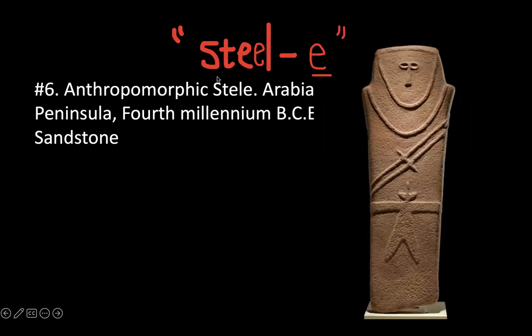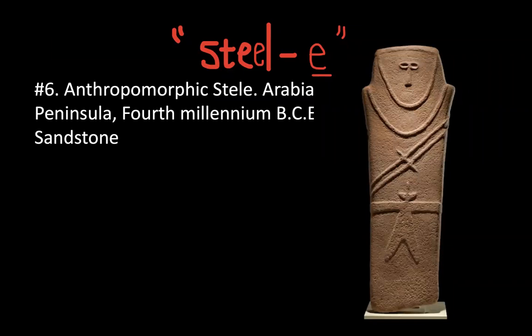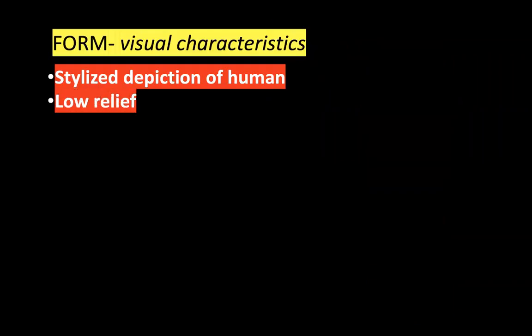So this word, we're going to see this again in a few of our artworks, and there's a couple different ways to pronounce it, but we're going to go with stele. This is from the Arabian Peninsula, 4th millennium BCE, and this is sandstone. All right, so this is a stylized depiction of a human, right? It's a person, but it's not naturalistic, it's stylized.